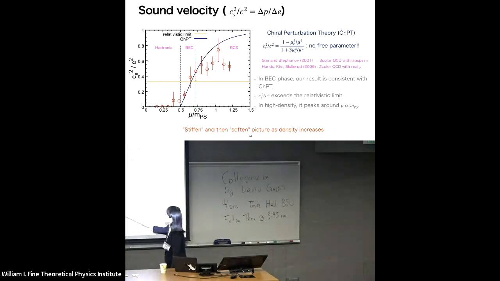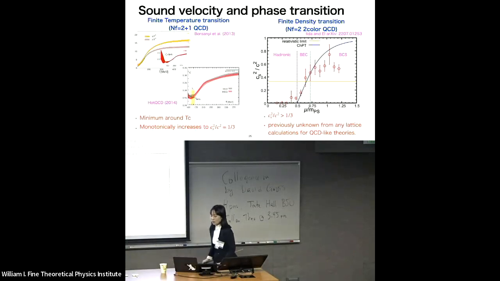However, here I'd like to stress that our data of sound velocity exceeds this orange line. This is 1/3, the relativistic limit value. So this is our result. And let me explain what is new.